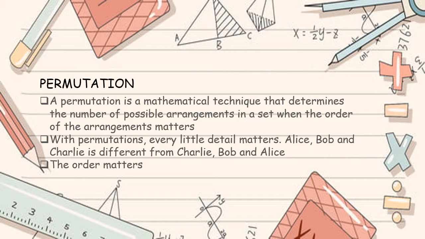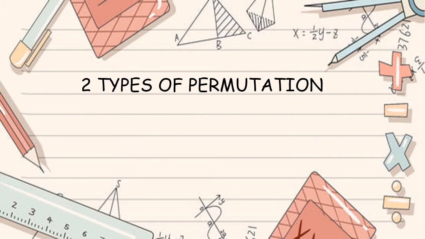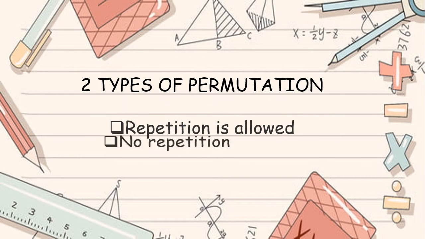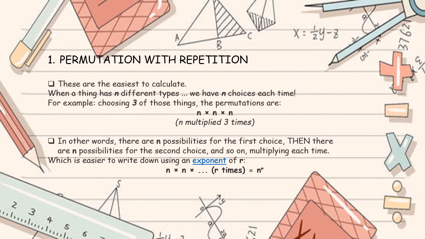Permutation is a mathematical technique that determines the number of possible arrangements in a set when the order of the arrangement matters. With permutation, every little detail matters. Alice, Bob, and Charlie is different from Charlie, Bob, and Alice, and the order matters. And there are two types of permutation: repetition is allowed and no repetition.